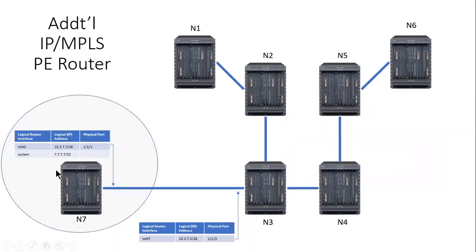And on router N7, we're going to have the physical port 111 bound to the logical router interface 2N3. And we're going to assign the logical IP address 10.3.7.7/28 to that logical router interface. And since we're deploying router N7 sort of out of the box, we're also going to assign the logical IP address 7.7.7.7/32 to N7's system interface as well.